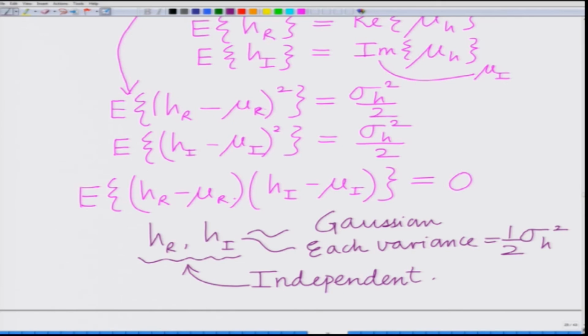Now, normally for any two random variables, being uncorrelated does not mean that they are independent, but in this case, since the real part is Gaussian and the imaginary part is Gaussian, and they are also uncorrelated, naturally they are independent. So, that is known as a symmetric complex Gaussian random variable, in which the real and imaginary parts have identical variance and are independent.